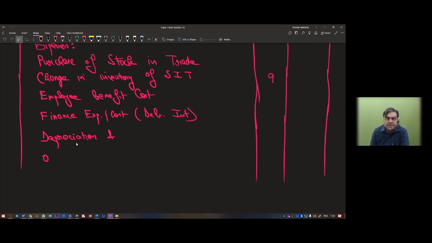If there is any other expense, okay. Depreciation and amortization. Other expenses. We are having note regarding depreciation. We are having note regarding other expenses. Here we say these are total expenses.